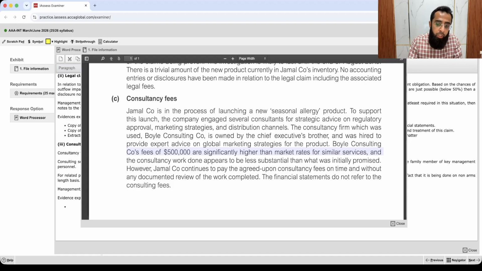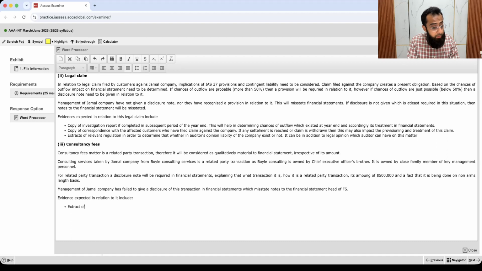Now, what evidence can there be in relation to it? You can get the copy of the contract with Boyle Consulting, their scope of work and what services they are doing, and market quotations for those services, because that will help us determine whether this transaction is an arm's length transaction or not. Then you can have a board approval for this. So I can write an extract of board minutes to verify whether this related party transaction was approved by the board of directors of Jamal Company or not, because related party transactions need to be specifically approved.